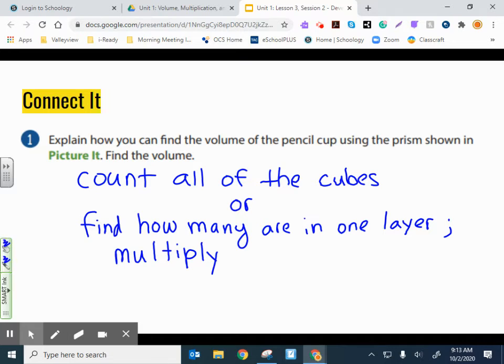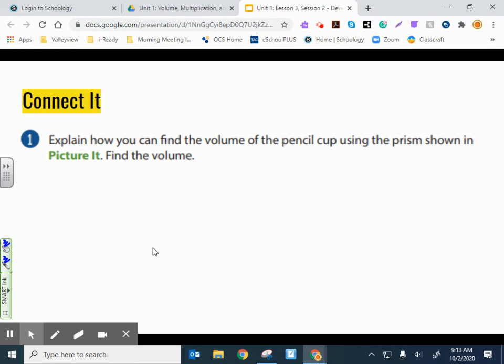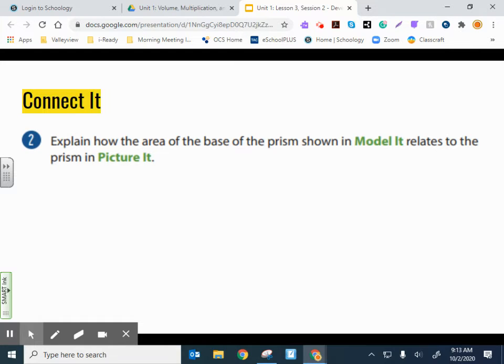But realistically, if you're looking at a rectangular pencil holder on a desk, you're not picturing it as cubes. You'll probably just basically use all of the measurements there.